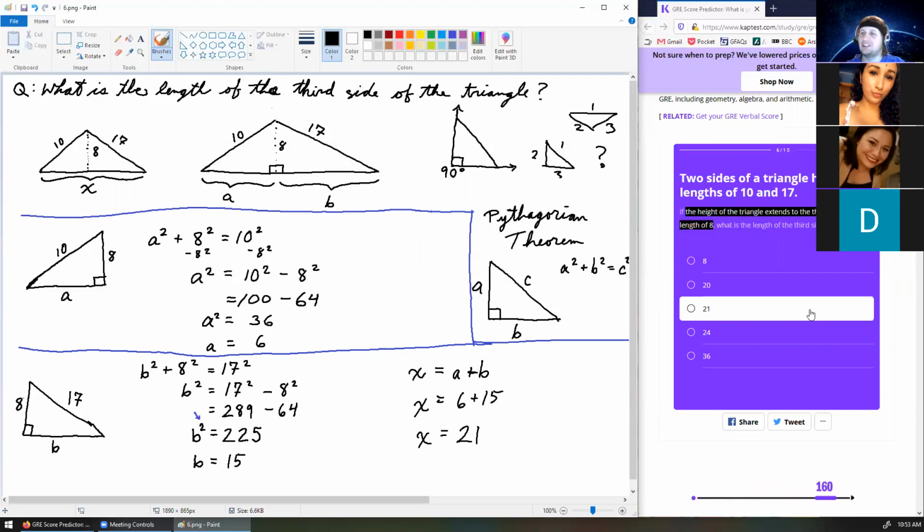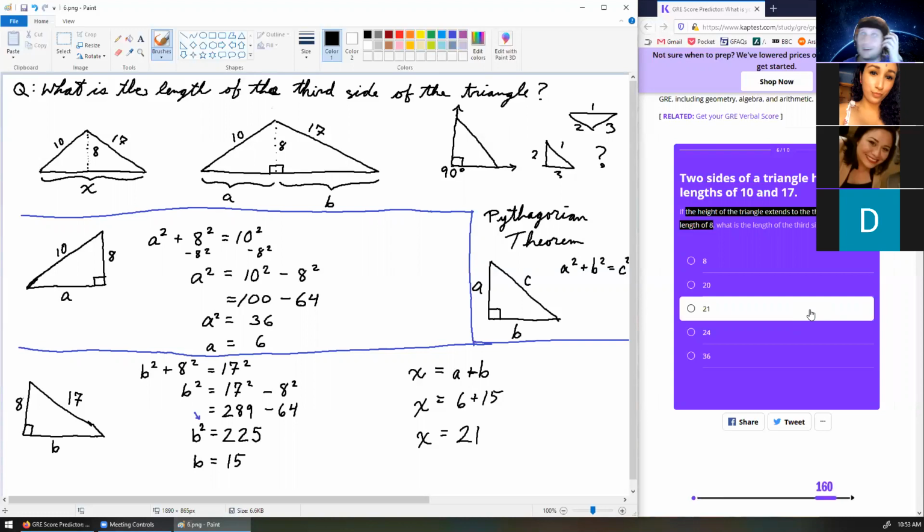Does anyone have any questions about how we did this? I just need to review because if it wasn't for Daniela saying a squared plus b squared equals c squared, I probably would have been lost. We need to make a little cheat sheet with all the formulas.